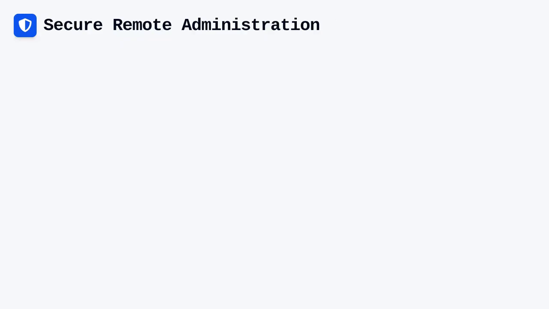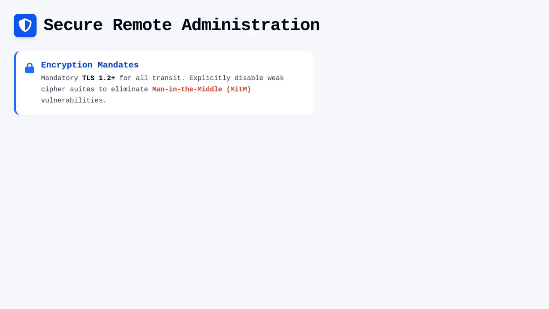Secure remote administration is the final piece of this specific hardening puzzle, and it requires careful management of protocols and ciphers. We move away from insecure legacy administration methods, mandating the use of TLS 1.2 or higher for all transit, and explicitly disabling weak cipher suites that are vulnerable to man-in-the-middle attacks.